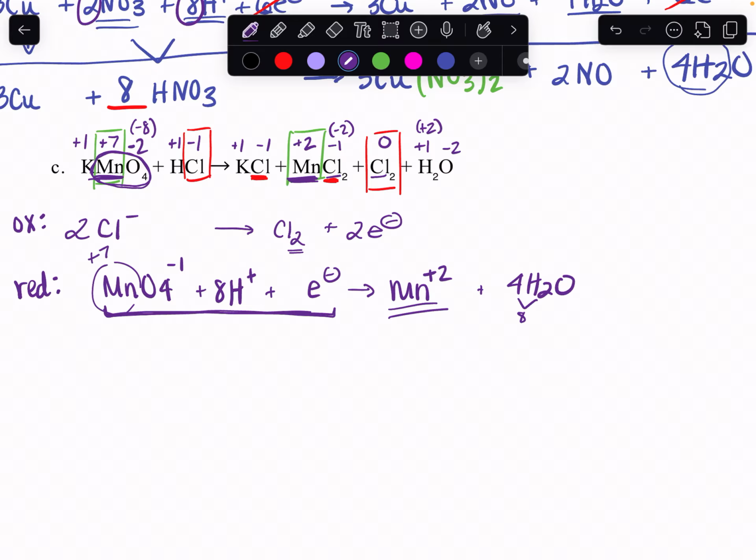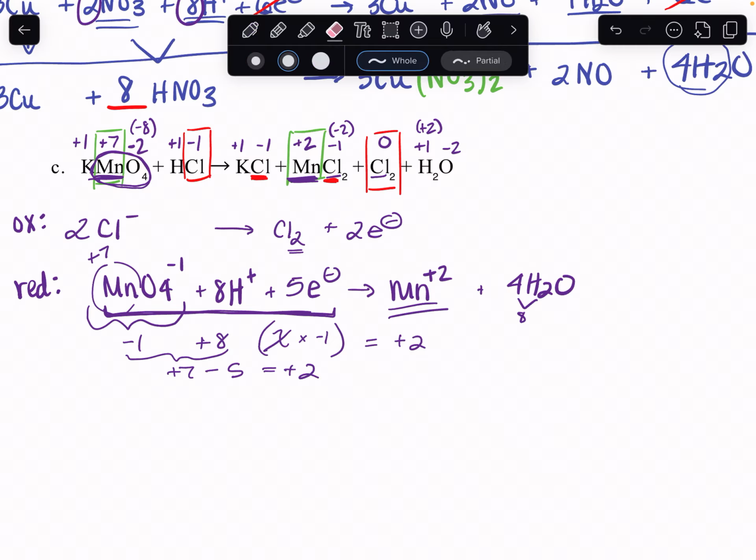I can simply look at that and say, well, let's add up all the charges here. I know the entire MnO4 molecule is -1. I have 8 hydrogen, so it's +8. And I really need that to equal +2. So, how many negative charges am I adding? Well, I'd say probably 5. This is a +7. If I subtract 5, that gives me a +2. 5 electrons. Fantastic. Thanks for listening to my over-explanation.